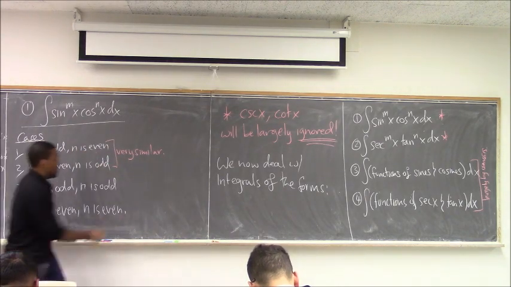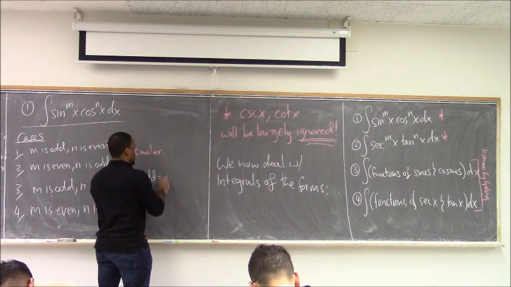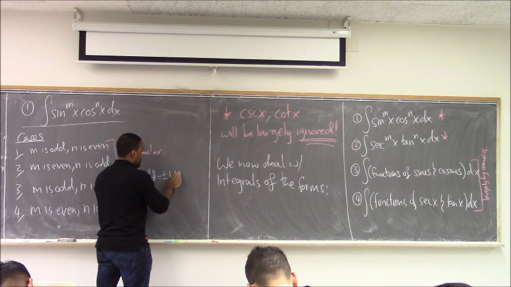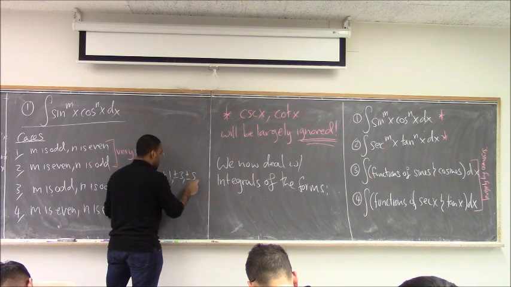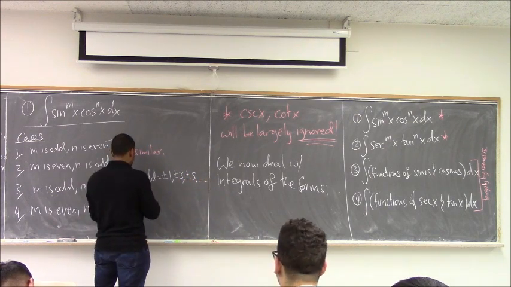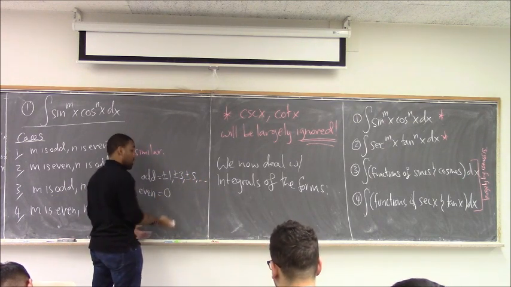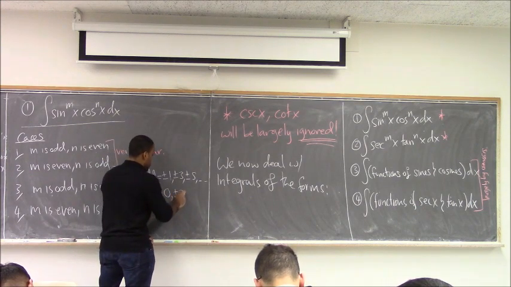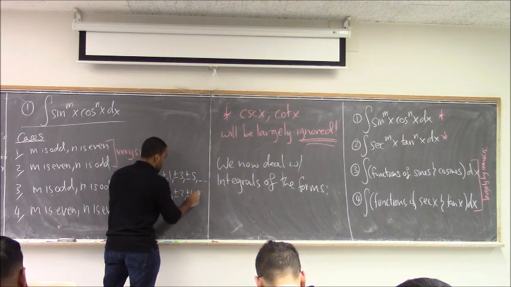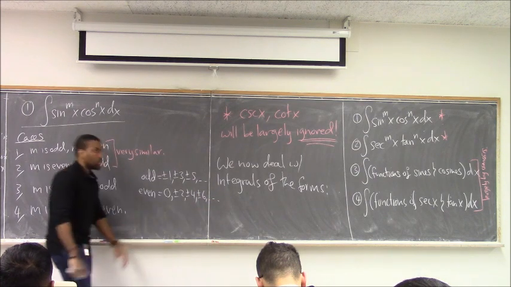Now remember what odd and even mean. Odd: plus or minus 1, plus or minus 3, plus or minus 5, etc. And even: 0 is an even number, plus or minus 2, plus or minus 4, plus or minus 6, etc.